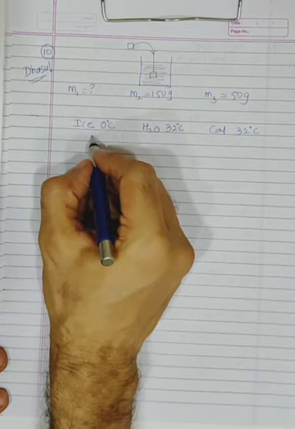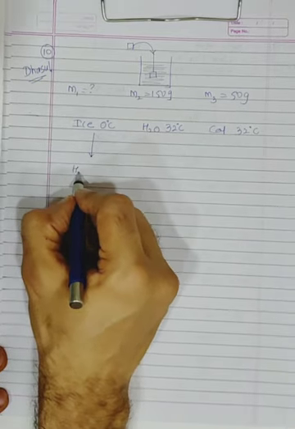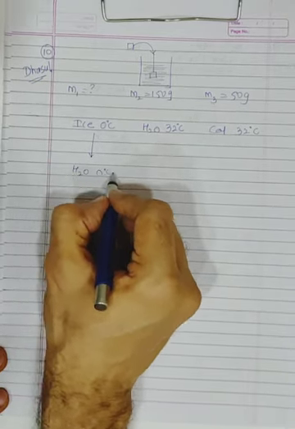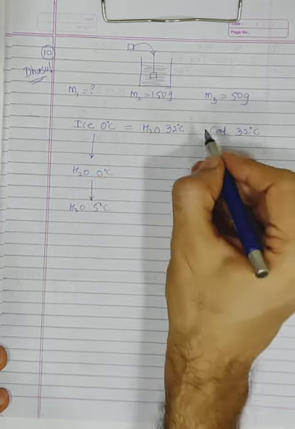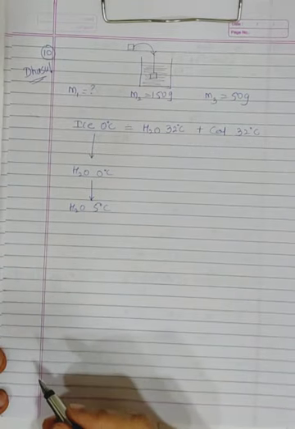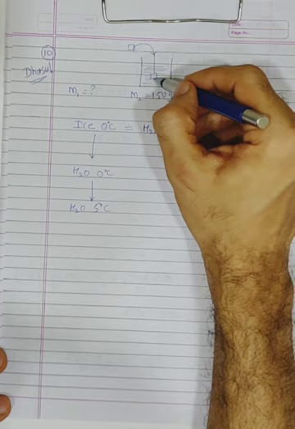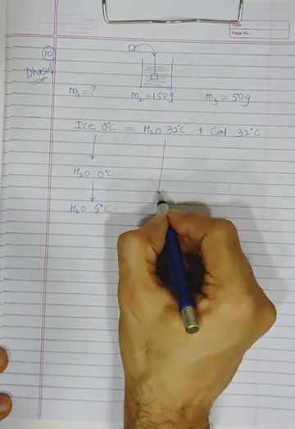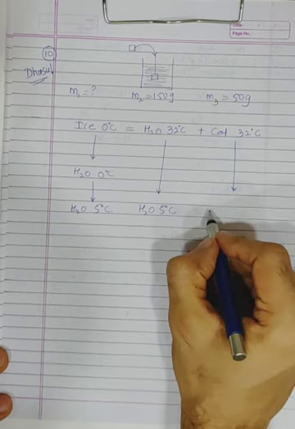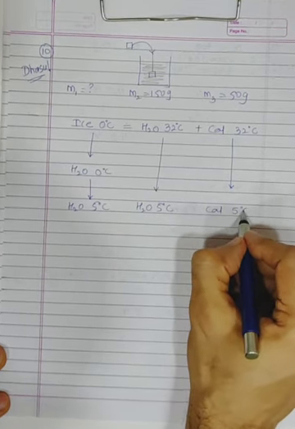So let's start. Ice at 0 would become what first? Water at 0 degree. Water at 0 will become water at 5 degree, because the final temperature is 5. Ice is gaining heat from the water and calorimeter. Remember we are dropping a cold object, so it's going to absorb heat, not release heat. Water at 32 will come to water at 5 degree, nothing else, and calorimeter at 32 degree will also come to calorimeter at 5 degree centigrade.